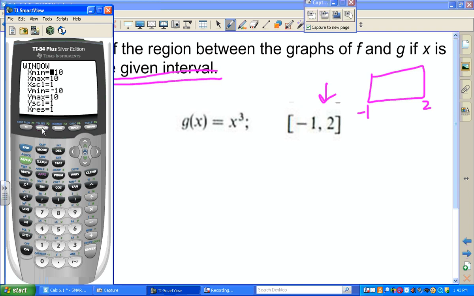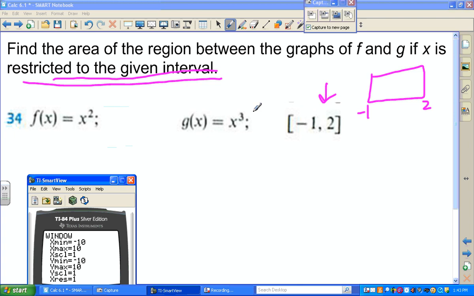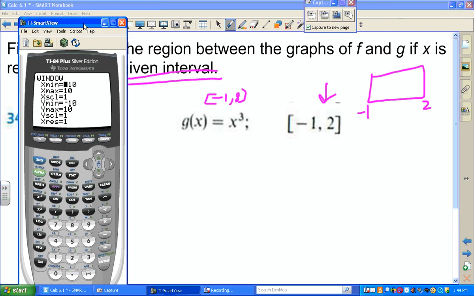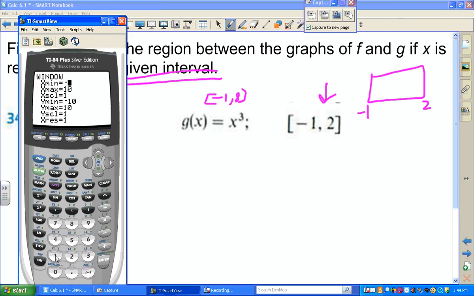And now my window, if x is -1, the range for g will go from -1 to 8, and the range for f will go from 1 to 4. So it looks like I need to make my window from -1 to 8. X's, the domain, -1 to 2. Y's, I'll just go from -1 to 8. That should give me the whole picture. Graph.